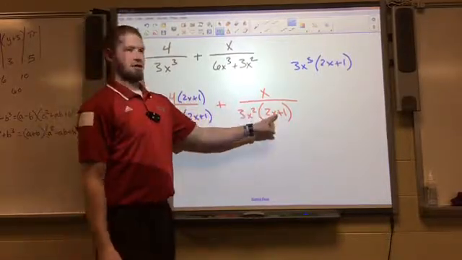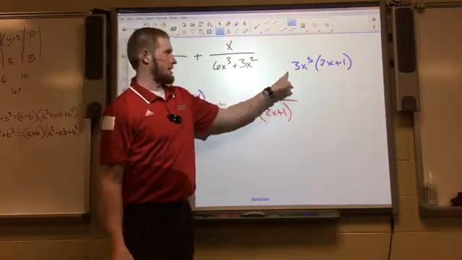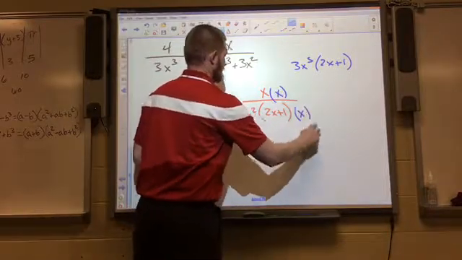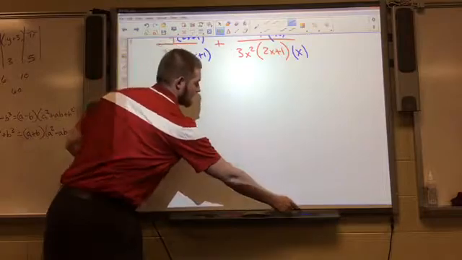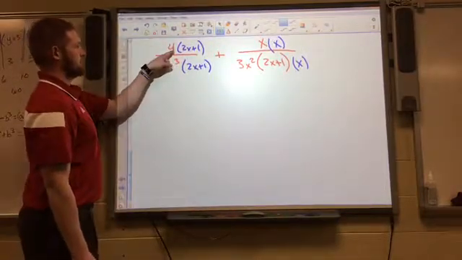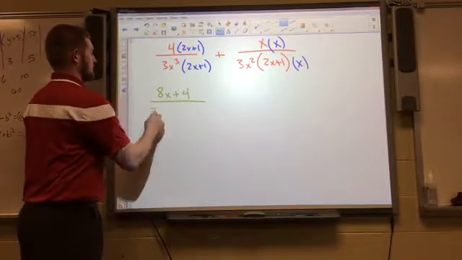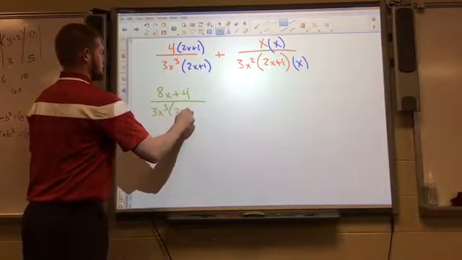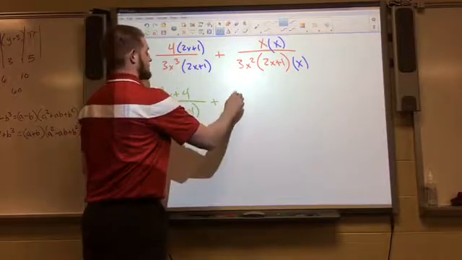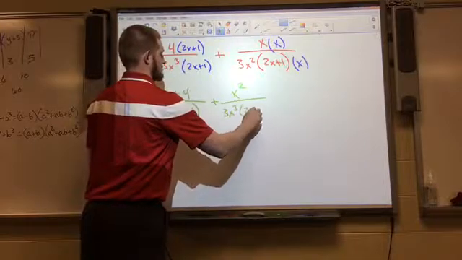Over here I already have my 2x plus 1, but what do I need to change this into that? Just an x. Good. So here I get 8x plus 4 over 3x cubed times 2x plus 1 plus x squared over 3x cubed times 2x plus 1.